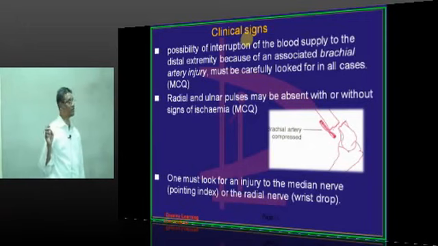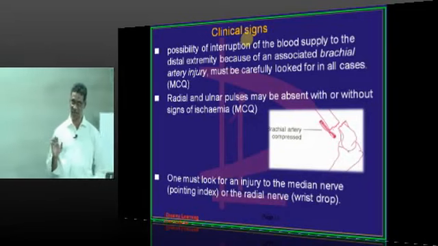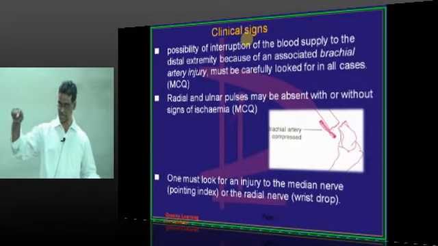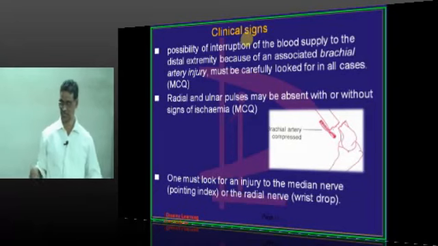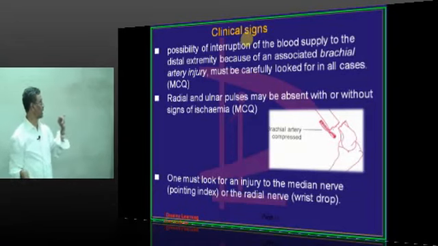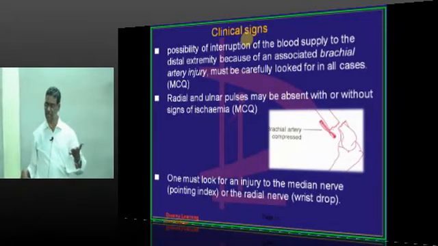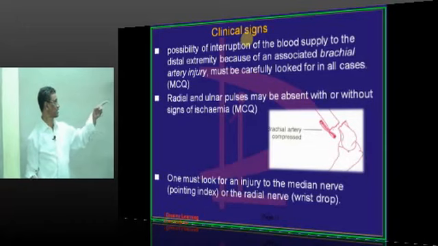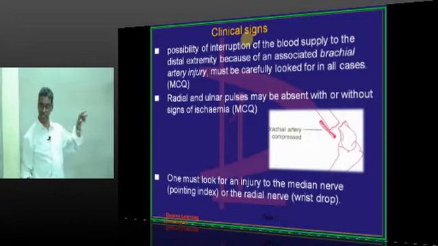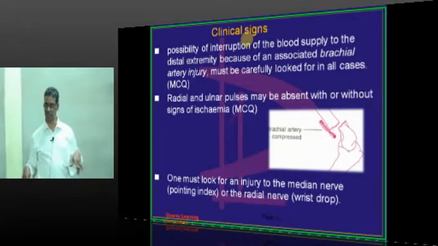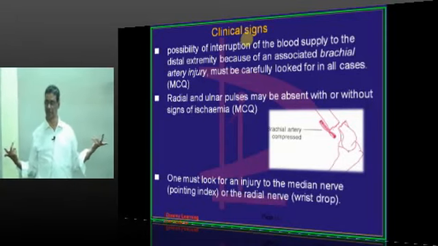Radial and ulnar pulses may be absent, with or without signs of ischemia. I told you already, radial and ulnar pulses may be absent, but the microcirculation may be maintained through some other route. So, ischemia may not be present at the very beginning. Ischemia may appear as a symptom afterwards. That is how the brachial artery is going to be injured: kinking. There may be a transient kink, yet the collaterals may be maintaining the supply.